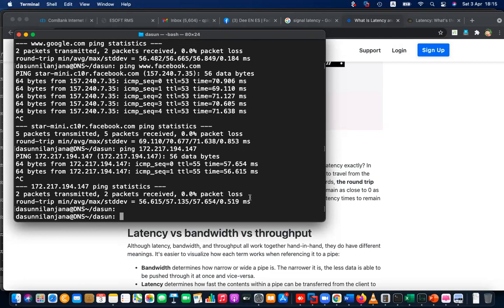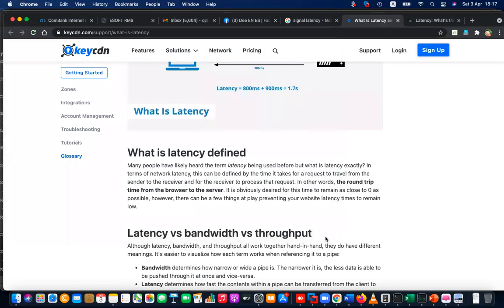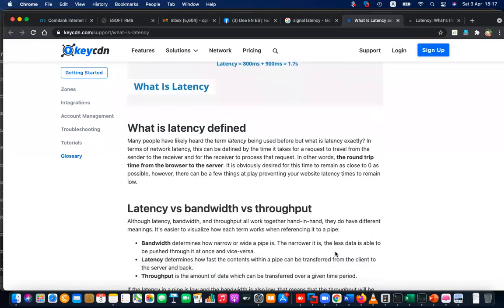Okay, so now you know latency. Latency means normally the round trip delay. We call it round trip delay or round trip time. Okay, let's write down. I'll copy this one, that's easy for me.